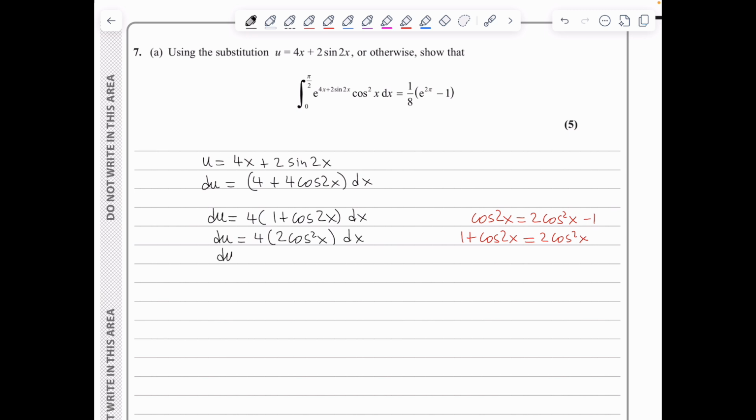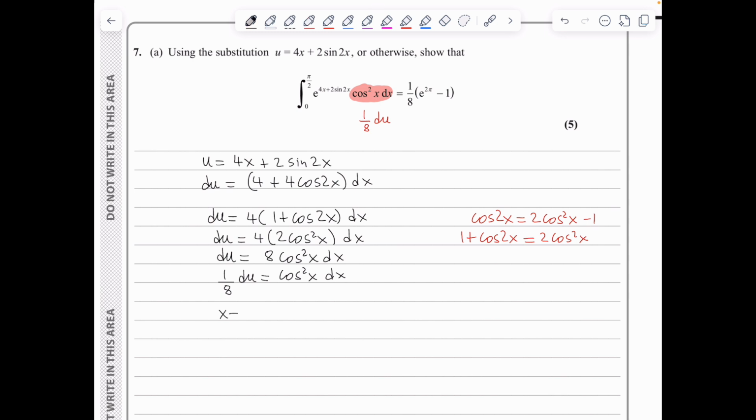So we're looking at du is 8 cos squared x dx, which is really good news for me because cos squared x is here. So if I divide both sides by 8, I get 1 over 8 du is equal to cos squared x dx. And this means that the cos squared x dx here may be substituted with 1 over 8 du. Let's proceed in substituting the limits as well.